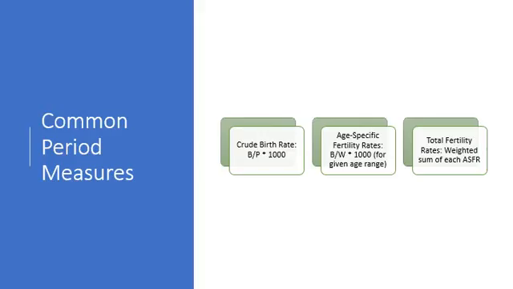The most common of the measures, the common period measures, many of the viewers here might be familiar with, are the crude birth rate, which we've discussed in other presentations already. That's sort of the overall number of births to the overall population. Then we have age-specific fertility rates, which breaks the population down into an age structure for women, and then examines the fertility rate for each of the different age cohorts, age groups. And then the total fertility rate, which is the weighted sum of all the age-specific fertility rates.